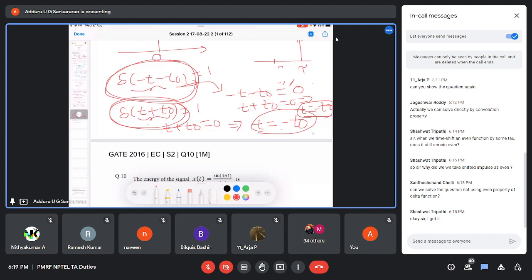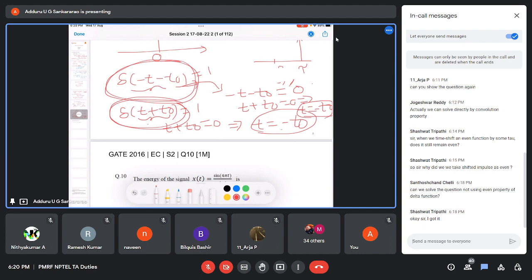But here, I think we should not say that. I'm taking back my word. Shifted version of the impulse need not be an even function. It is even with respect to the time shift, with respect to t naught. Let us say it is shifted by t naught. It is even with respect to that time instant t naught, but not with respect to the origin.